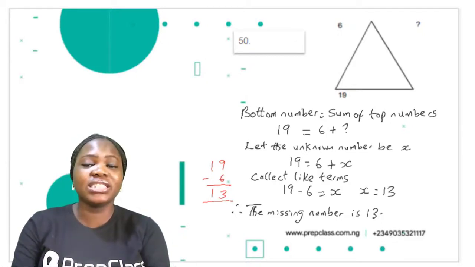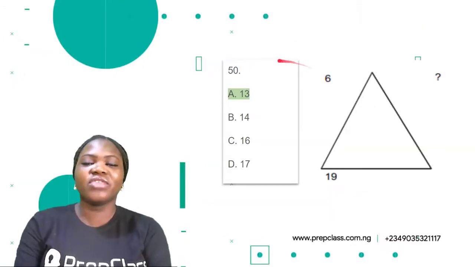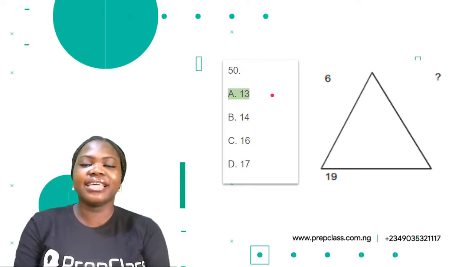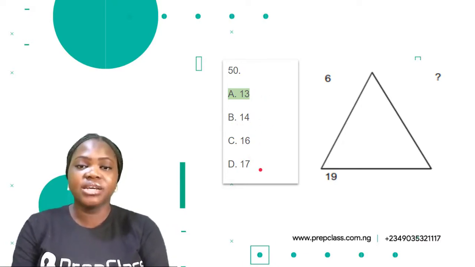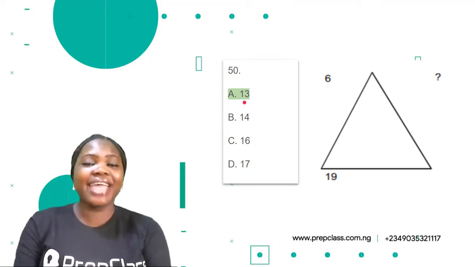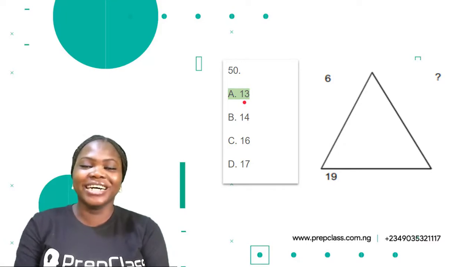I hope you're able to do this yourself now. So which of the options is correct? A is 13, B is 14, C is 16, D is 17. Which of the options is correct? A is the correct option. 13 is the correct option.